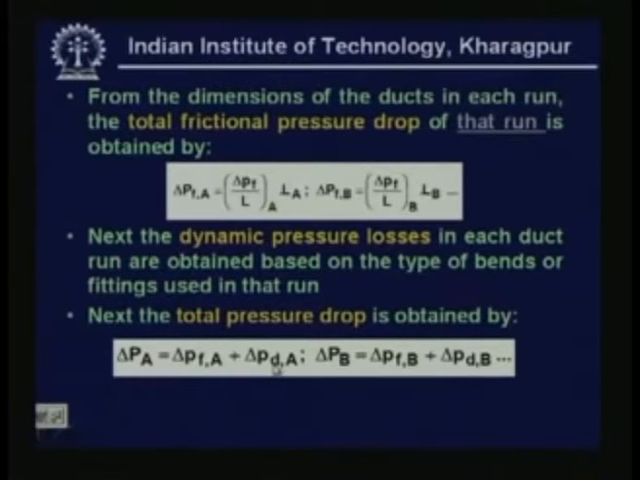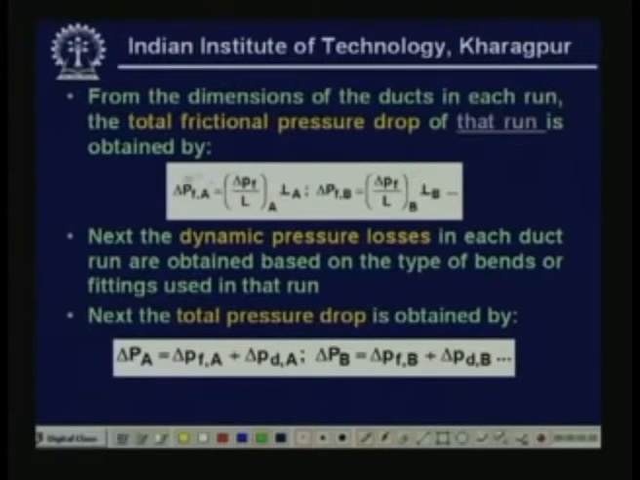Now, from the dimensions of the ducts in each run, the total frictional pressure drop of that run is obtained by this equation. Delta Pf A is very simple: it is nothing but the frictional pressure drop per unit length in A multiplied by the length of duct run A, where L A is the total length of duct run A. Similarly, the frictional pressure drop in B is equal to the frictional pressure drop per unit length in B multiplied by the length of B. In this particular method, delta Pf by L of A is equal to delta Pf by L of B, etc. So we can find out the frictional pressure drop in each duct run.